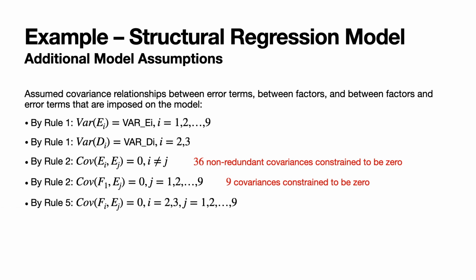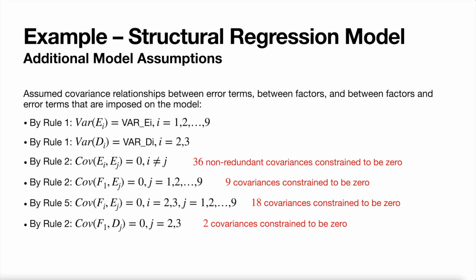By Rule 5, which says that the variances of dependent variables, the covariances between dependent variables, and the covariances between dependent variables and independent variables are never model parameters. So because of this, and because F2 and F3 are both dependent variables in this model, the covariance between F2 and F3 and each of the E sub j's, j going from 1 to 9, are all 0. And so we have 18 covariances that are constrained to be 0 by this requirement.